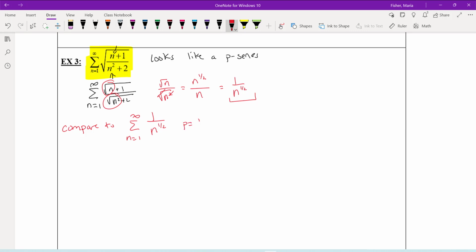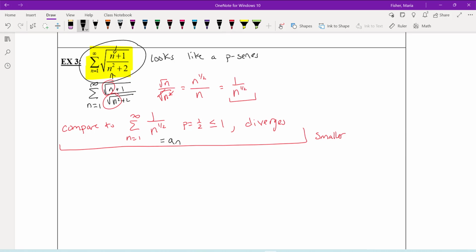What do I know about this p-series? Well, p is equal to a half. A half is a number that is less than or equal to 1, therefore I know that we are going to diverge. If we diverge, this guy here has to be the smaller series. Since it has to be the smaller series, that makes it a sub n, and the given is going to be your b sub n.